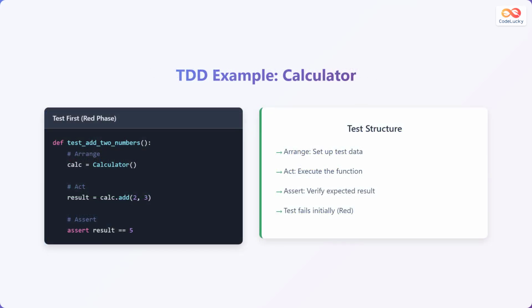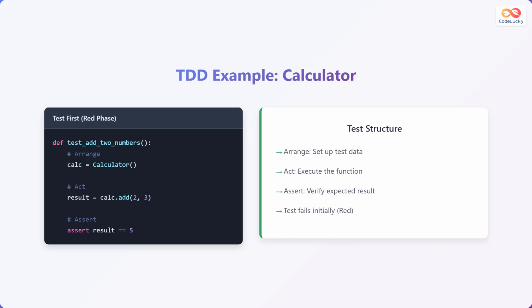Let's look at a practical TDD example using a simple calculator function. The test structure follows the arrange, act, assert pattern. In the arrange phase, you set up your test data by creating a calculator instance. In the act phase, you execute the function you want to test, calling the add method with parameters 2 and 3. In the assert phase, you verify the expected result equals 5.